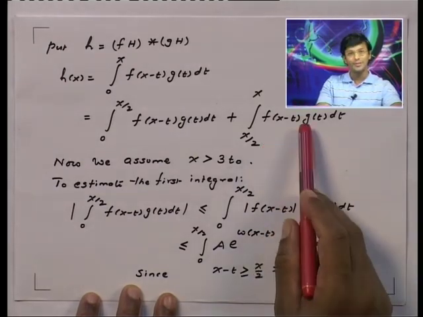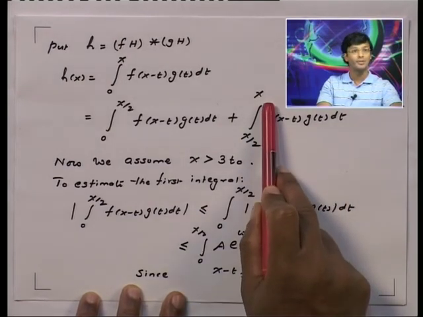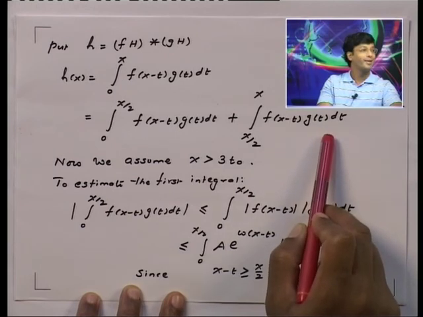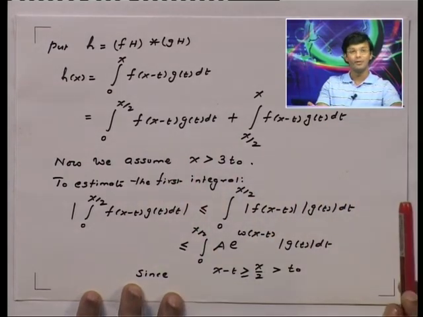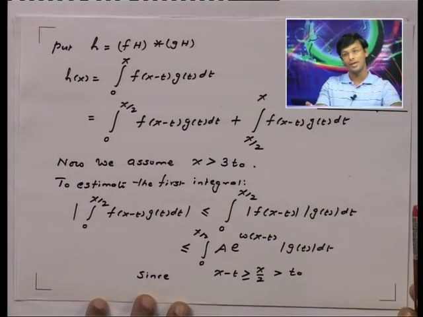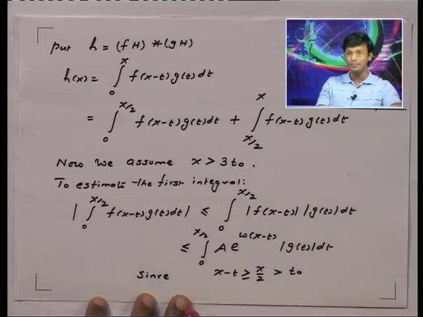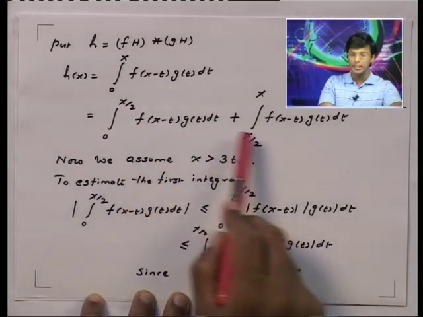Look at the other piece. In the other piece, t is running from x by 2 to x. So g of t is going to be less than a e to the power omega t. So that is the simple idea of breaking up the integral from 0 to x into 0 to x by 2 and an integral from x by 2 to x. Is it clear that we have to break up the integral in this way?